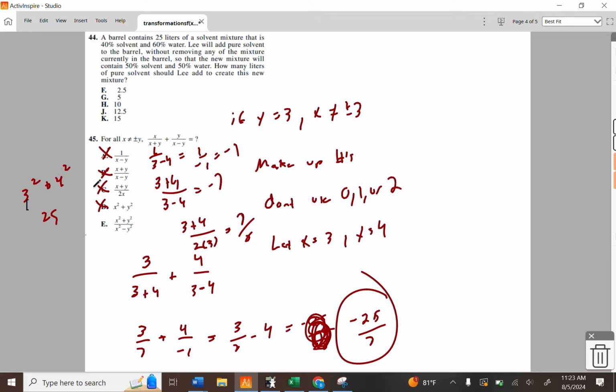So let's just check my work, make sure I'm doing things right. This is 3 squared plus 4 squared over 3 squared minus 4 squared. So the top's going to be 9 plus 16, which is 25. The bottom's going to be 9 minus 16, which is -7. And those are the same thing. So it's choice E.